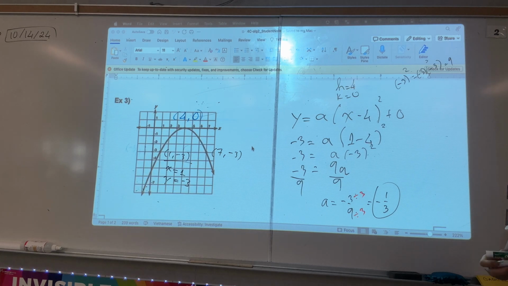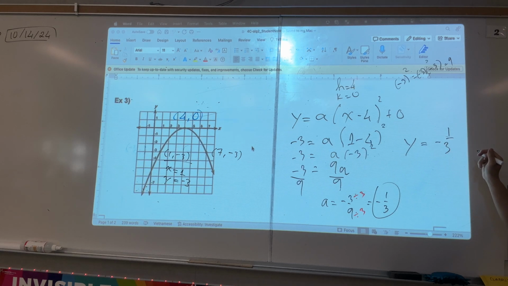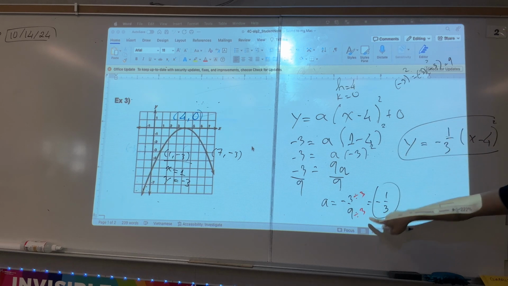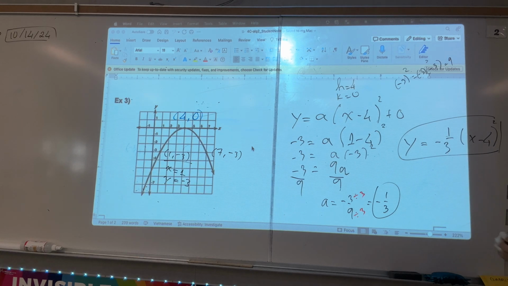Now, final answer. Yes, we know the final answer. Y equals negative 1 over 3, parentheses, X minus 4, and plus 0, squared. You just need to plug in the a over here, the one we already wrote with the h and k, okay? Plus 0 is nothing, you don't need to write plus 0. Let's begin at 1 point.